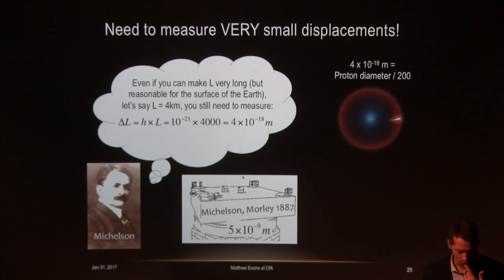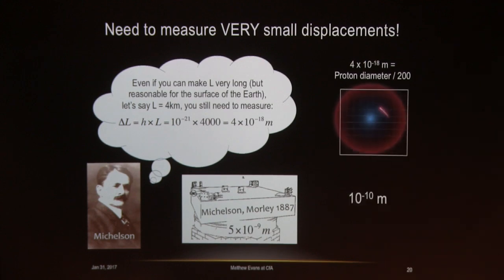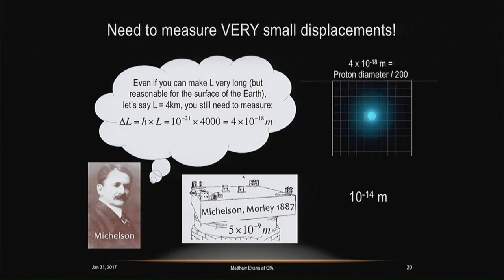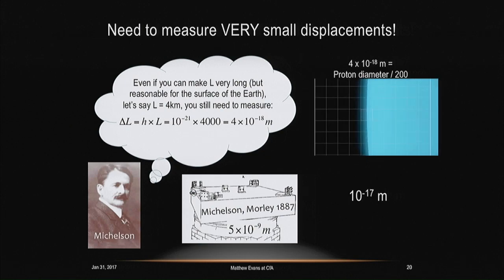So, if you look at the history of measuring really small things, you'll find that Michelson got down to 5 times 10 to the minus 9. But we're getting down to, this little square is 10 to the minus 18. That's the size of a proton, and that's the motion we're trying to measure. So you zoom all the way into your atom, all the way down to the proton, you're measuring this tiny little displacement.